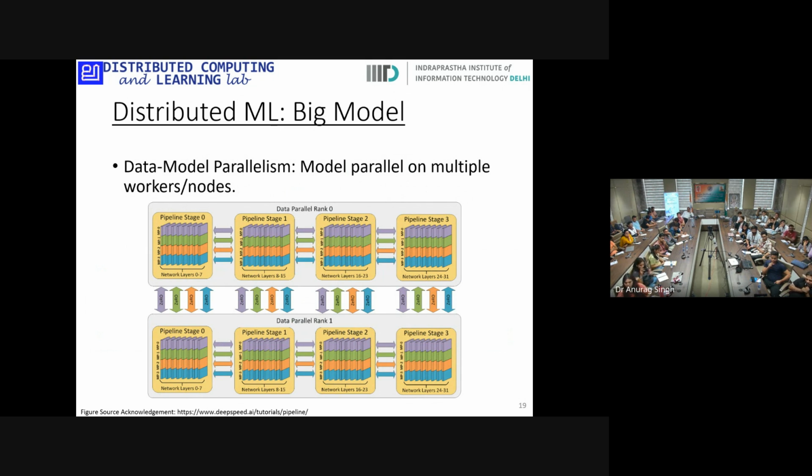And then sometimes you apply data and model parallelism together. So data parallelism, we just talked about that. We have multiple machines computing gradients in a data parallel fashion. Now we have applied model parallelism inside every machine. So therefore, data and model parallelism together, right?